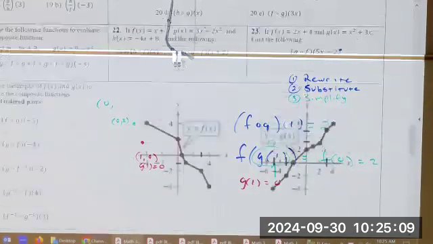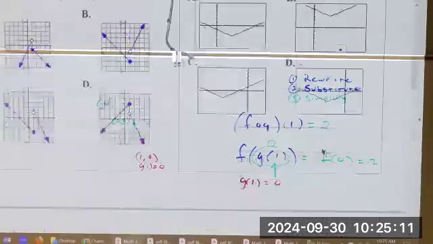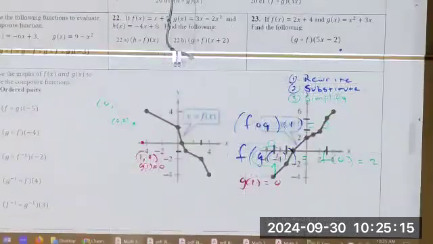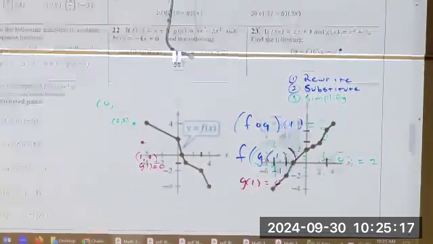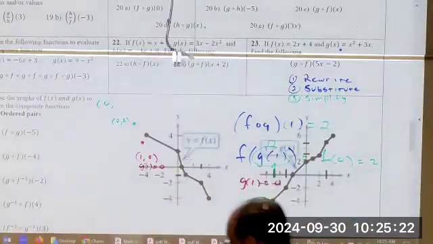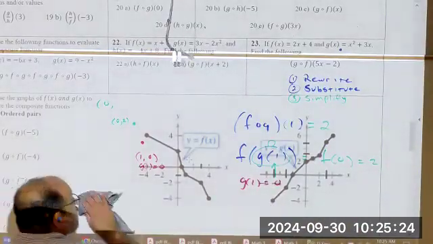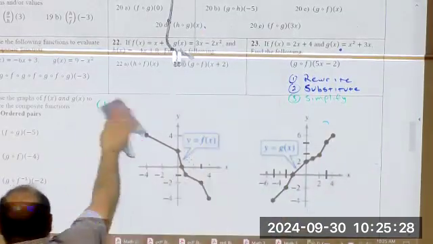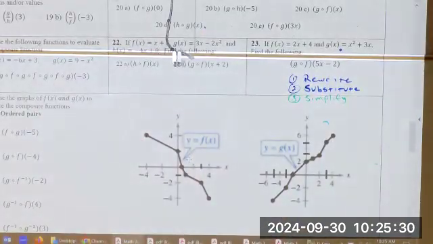If you bother looking at the review sheet, you're looking at stuff right here, number 24. I know that it's kind of hard to see with my stuff. F circle G of -5, rewrite it so you can simplify. You're finding ordered pairs based on the ordered pairs. Yes, ordered pairs.